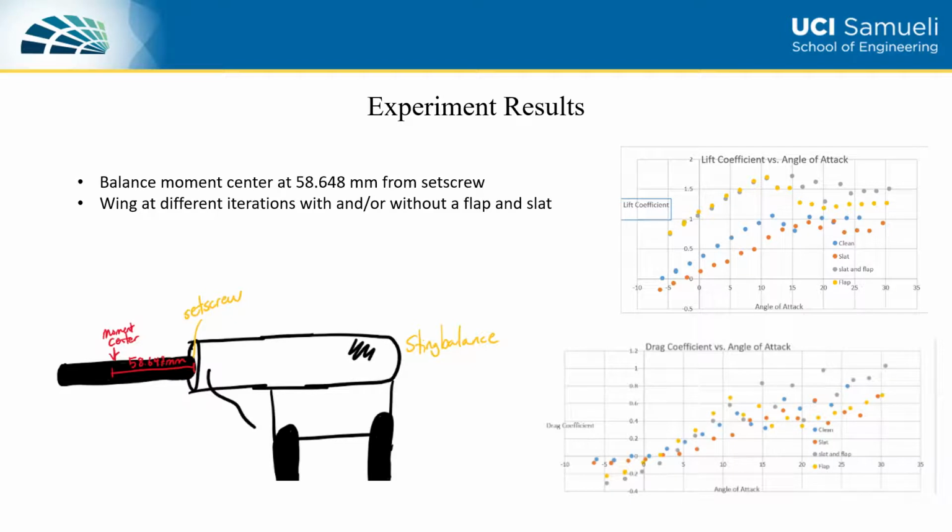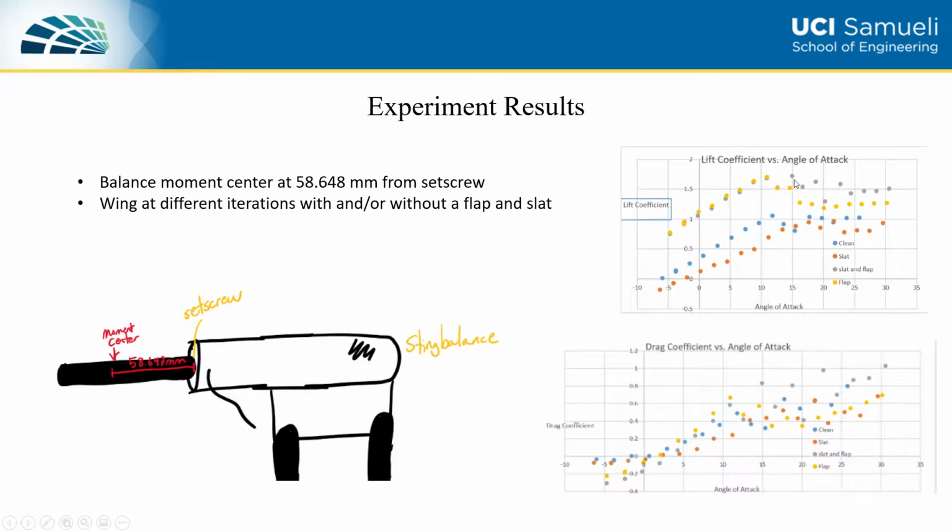And then for lift, we found that when you add a flap, which is the gray and yellow data points on the graphs to your right, you'd see that you get increased lift when you have a flap included. However, when the slat is included, you get the same amount of lift. However, you're able to maintain that lift at larger angles of attack.